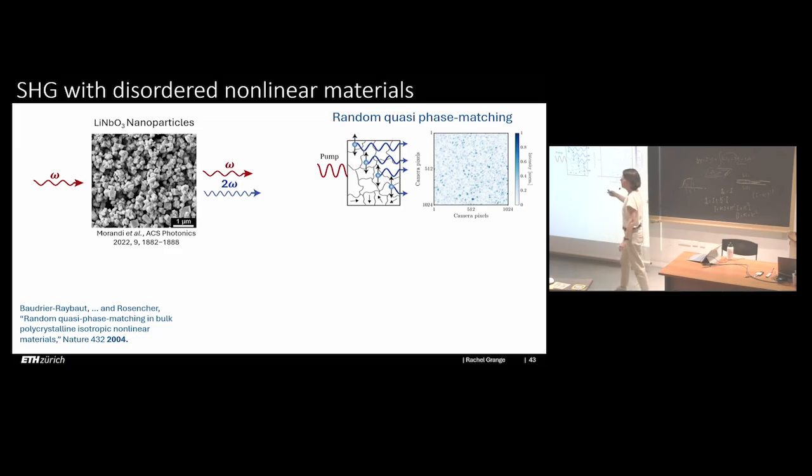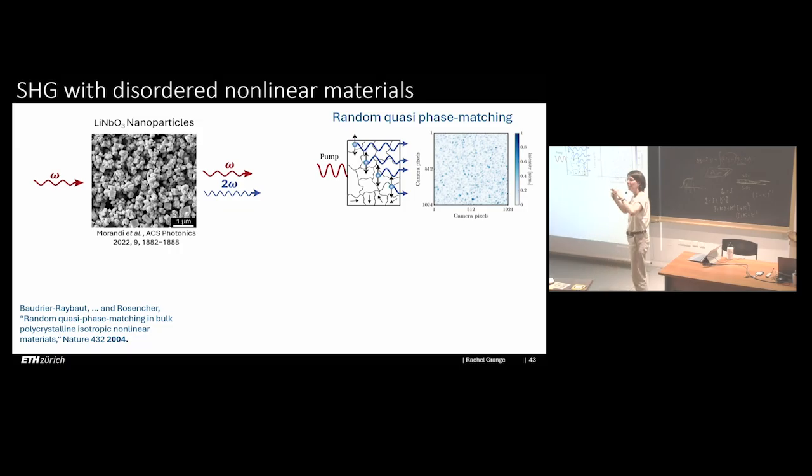If there is only one paper about nonlinear optics that you should read in your career, even if you don't do nonlinear optics, it is this one from Rosanchet. It's a beautiful paper, very short. There is not much supplemental information, I think, but it's really worth reading because it's the first measurement and also explanation of what is random quasi-phase matching. As long as you have domains that are below your coherence length.